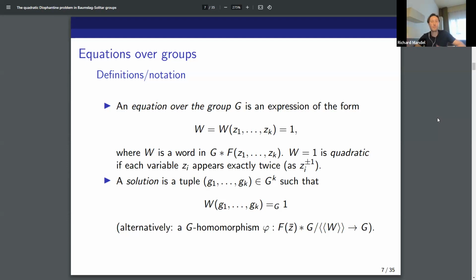Just to be complete with definitions, a solution is a tuple of elements of G that you can substitute and get the identity. We can also think of them as homomorphisms from the free product of the free group on the variables and G, modulo the normal closure of the group word, onto the group G.